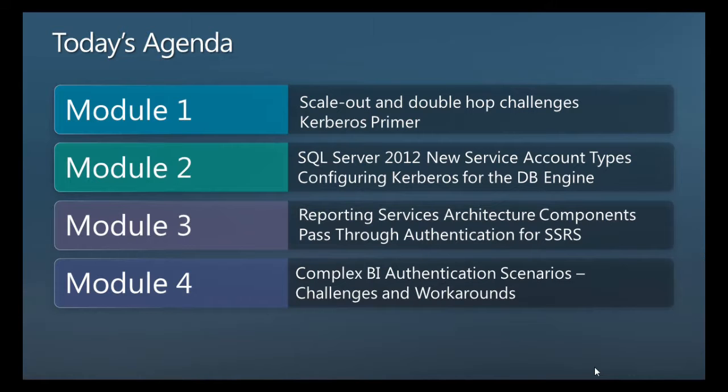In Module 3, we move on to Reporting Services. Reporting Services in 2012 has significantly changed from the previous versions. We're going to take a look at the new architecture. We're also going to take a look at some of the new features of Reporting Services to see how we can leverage some of the advanced capabilities to get around some of our double hop challenges beyond just using Kerberos. We'll then take a look at an example of how we configure pass-through authentication with SQL Server Reporting Services 2012.